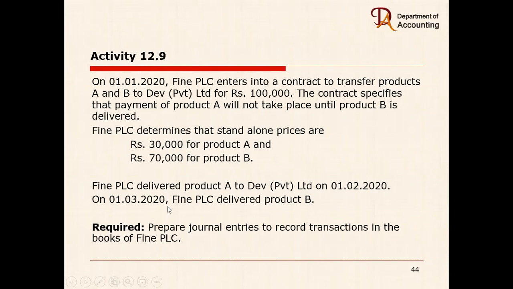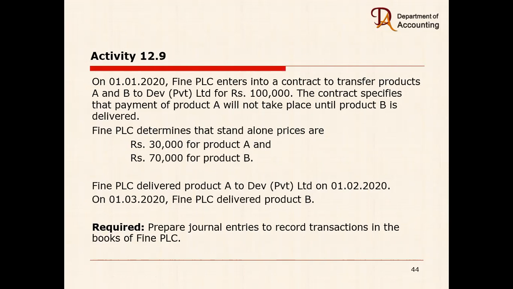On 1st of March 2020, the Fine PLC delivered the product B. After 1 month's time, you have delivered the product B. So now you have fulfilled that. You are eligible to recognize the revenue for the second product. So the revenue gets credit 70,000. Then what about the debit entry? Now your conditional right is over. Now it's just an unconditional right. So therefore, debit entry, trade receivables 100,000.